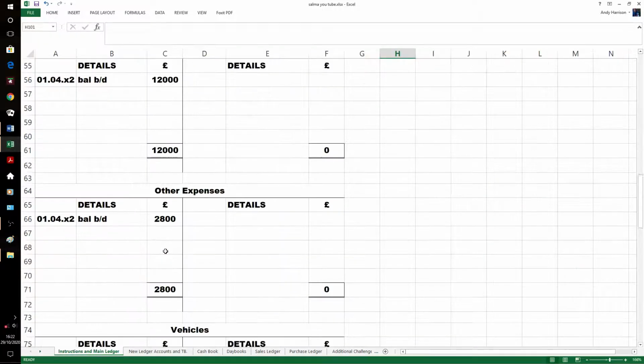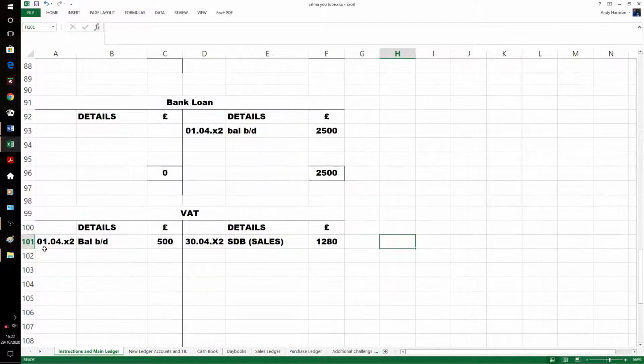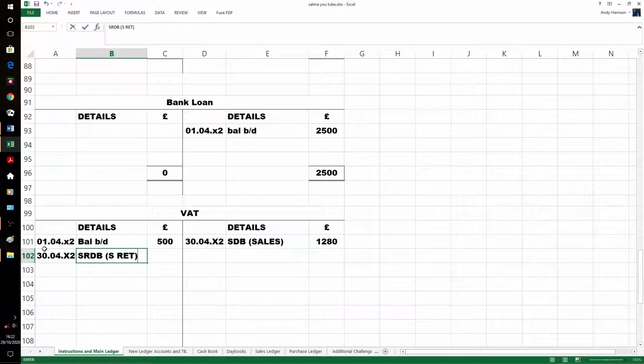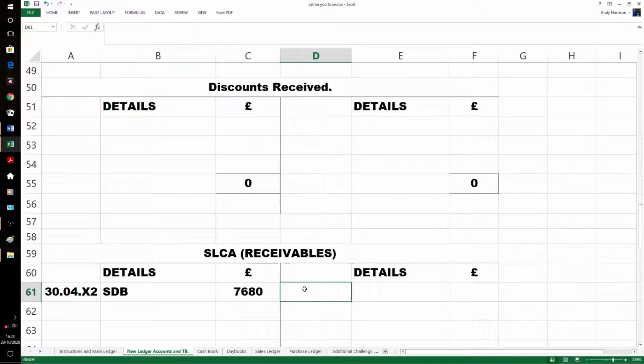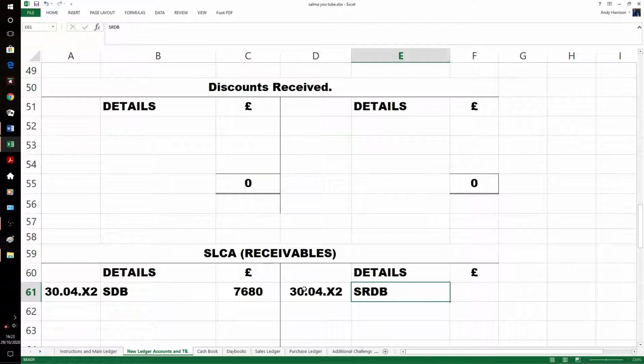VAT in our VAT account. And in our control account, the whole 120. Showing that customers sent something back, they don't owe us so much money.